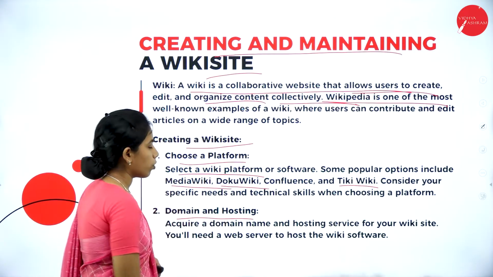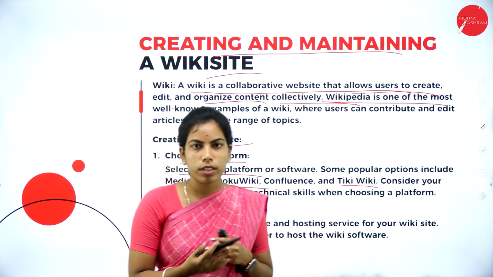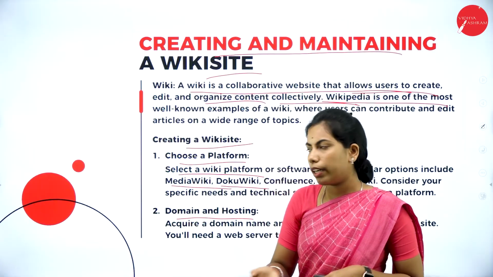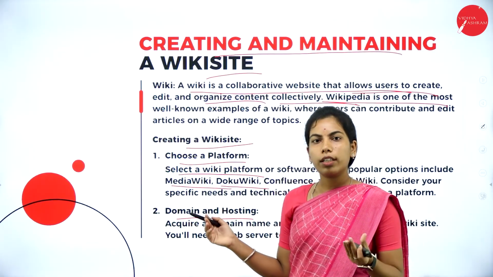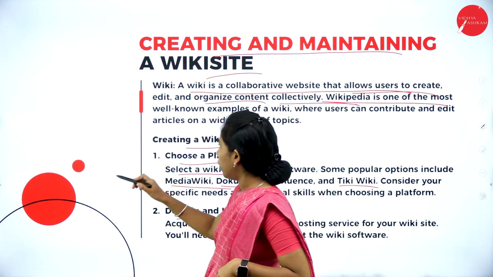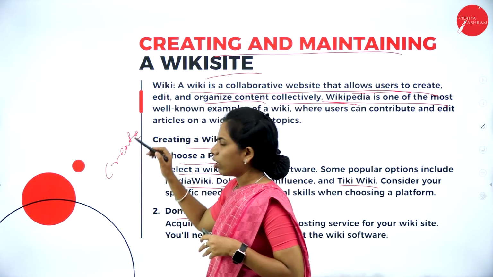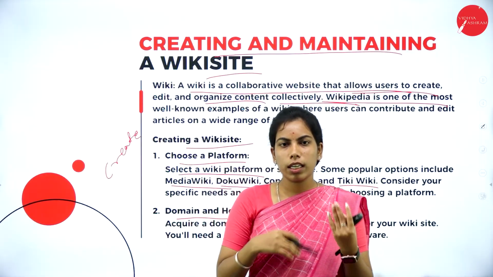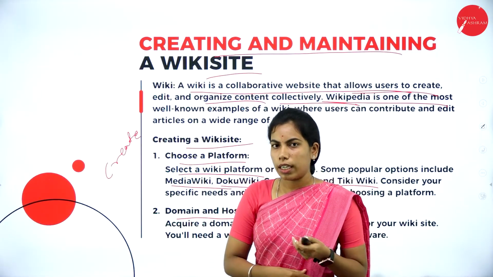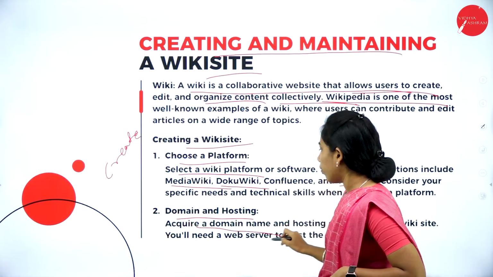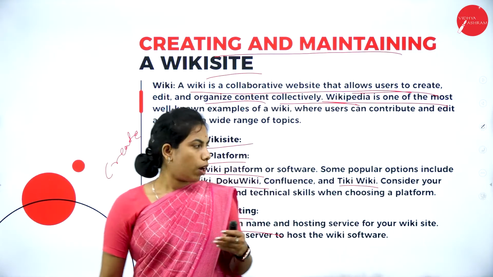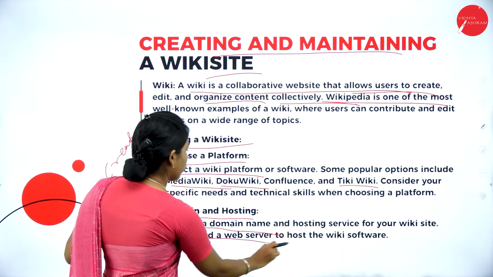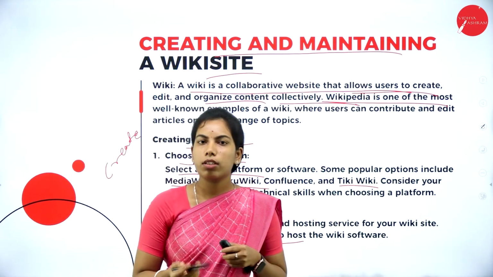Then domain and hosting: after editing the content, how to host it on the wiki website and also how to give your unique domain name. For example, you can give anything as a unique name, or give your own name, that is also unique, right? So acquire a domain name and a hosting service for your wiki site, and you will need a web service to host the wiki software.